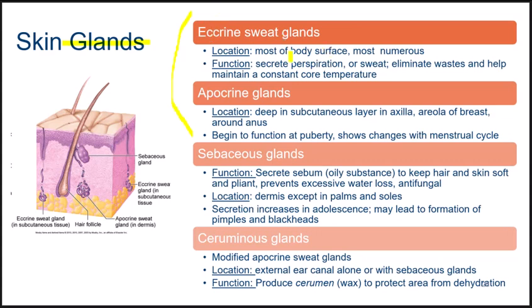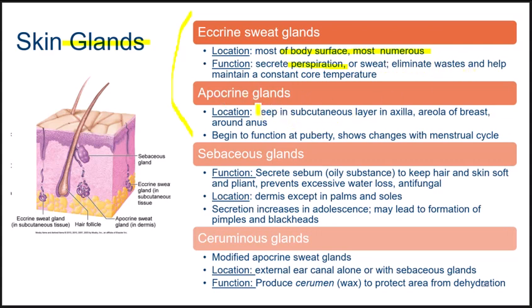Starting with the eccrine sweat glands, these are the ones that cover most of our body surface. So they're the most numerous. They're found all throughout. They're going to be responsible for our general perspiration or sweating. It helps keep us cool. We sweat more if we're exercising, of course. And it also helps eliminate waste. It's a way of getting rid of substances.